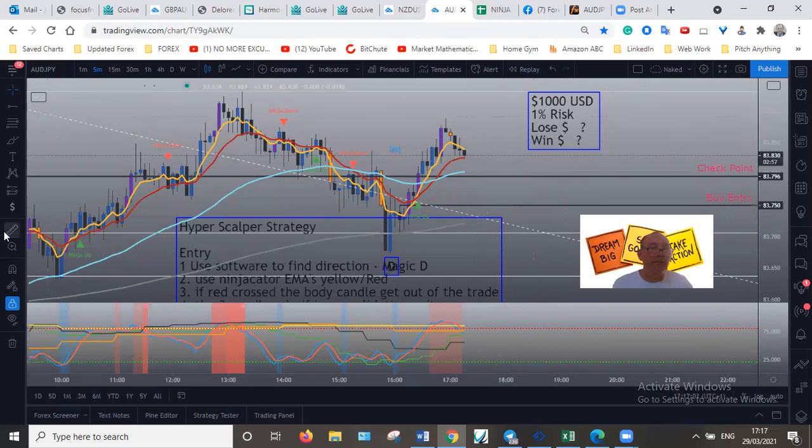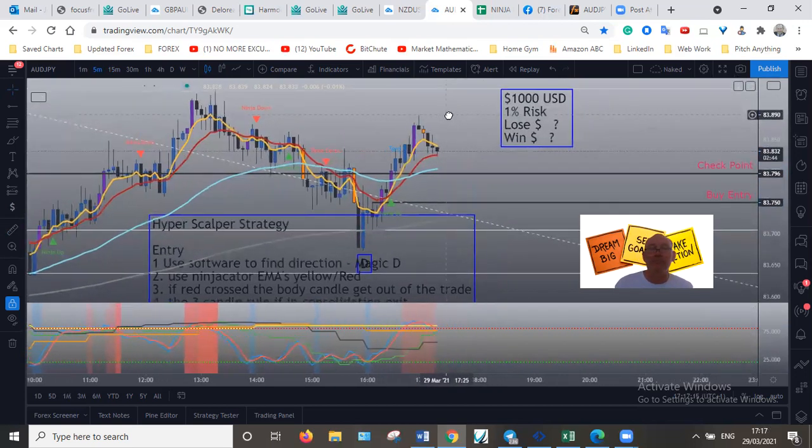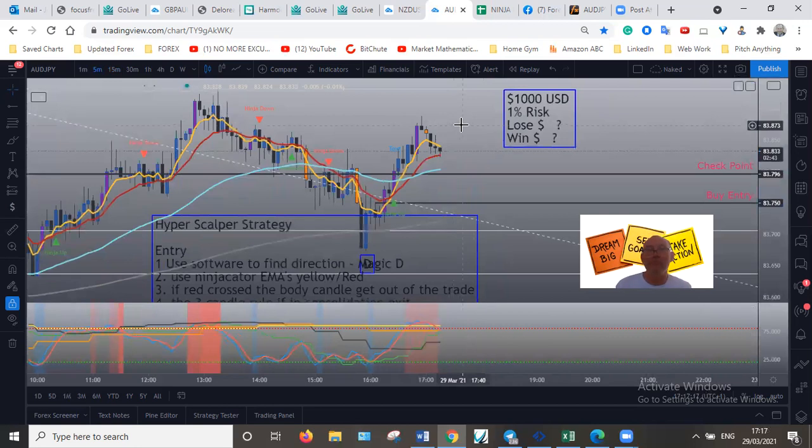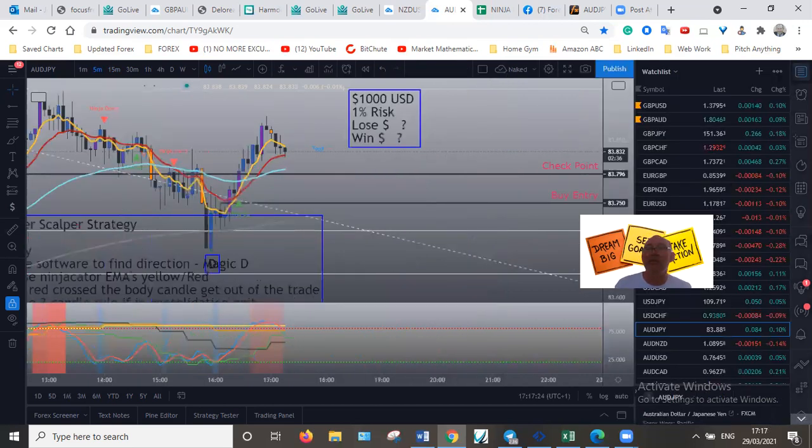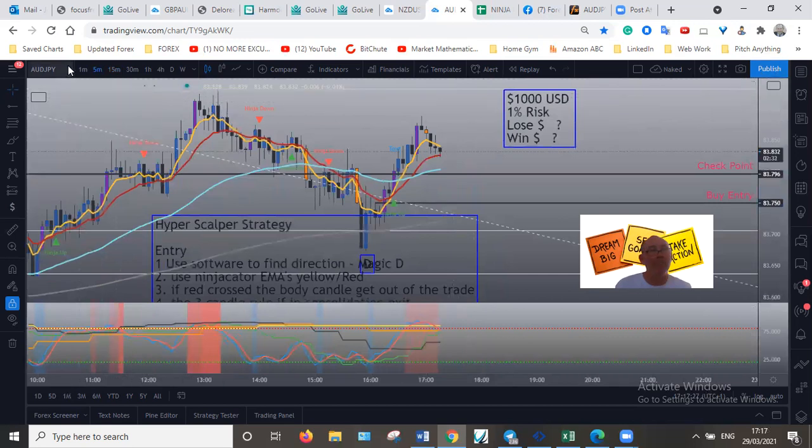Still in profit. Still in profit, ladies and gentlemen, by 7 pips. I went in there, I got in at 15 and I'm into 7. I said this is a hyper scalping strategy. Use all these pairs here, multiple time frames.